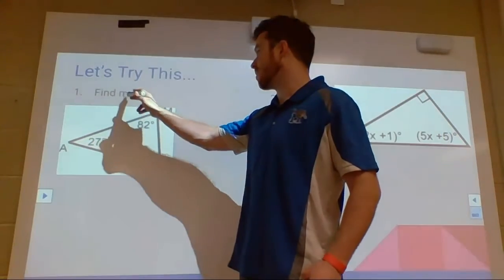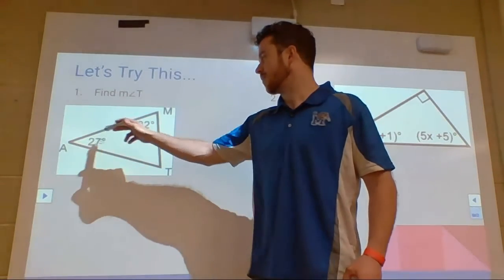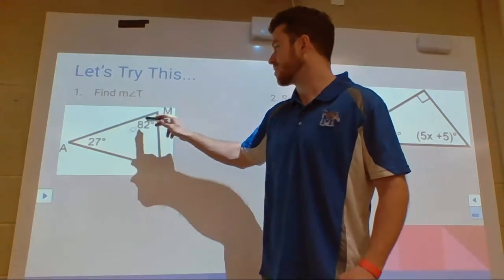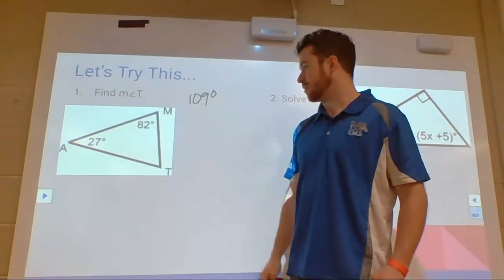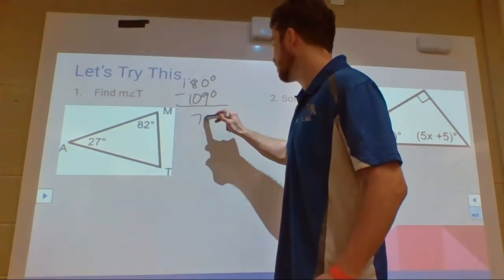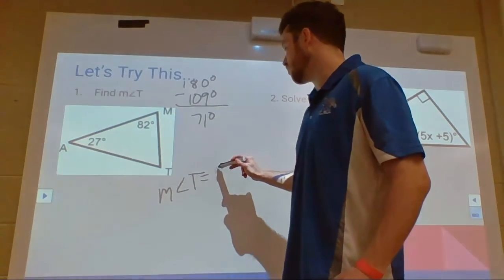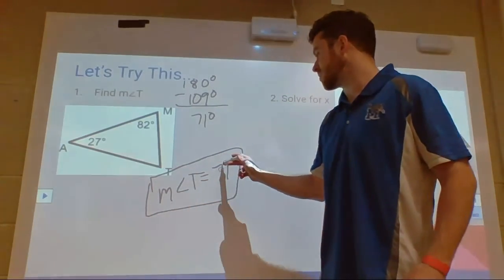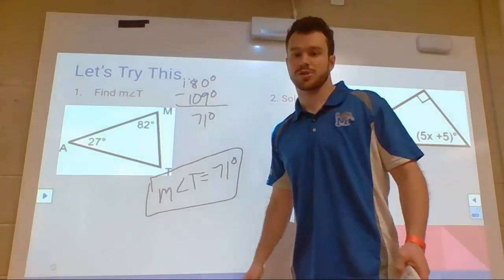If we want to find the measure of angle T in this figure, what we need to do is find the sum of angle A and angle M. So add those two angles up. 27 plus 82 is 109 degrees. And we know they need to add up to 180 degrees. So we can just say 180 degrees minus 109 degrees is 71 degrees. So the measure of angle T equals 71 degrees. And check that out. 71 degrees plus 27 degrees is 98 degrees, plus 82 degrees is 180 degrees. So it checks out.